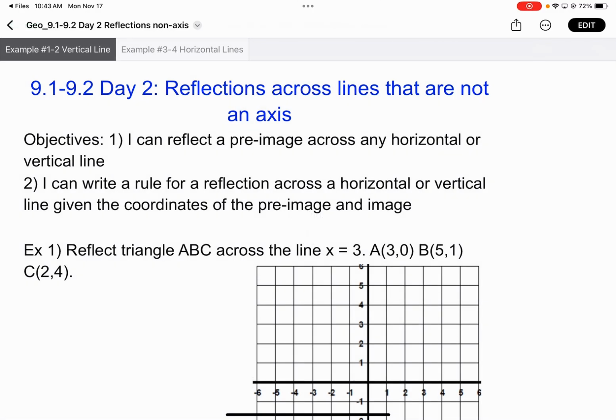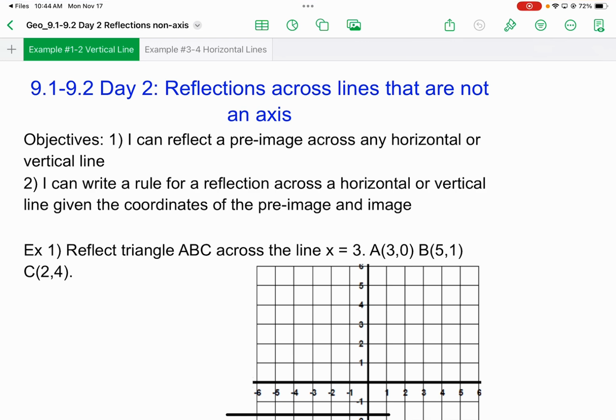So we're going to look primarily at reflections again. We did reflections already, but we are going to reflect our pre-image over lines that are not an axis. So not an x-axis, not a y-axis, okay? But I think you will find that this part is not bad at all. That file's up there in Google Classroom, right? Okay, cool. So we want to reflect a pre-image over any horizontal or vertical line.